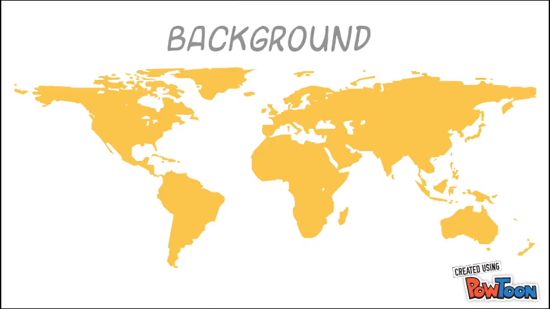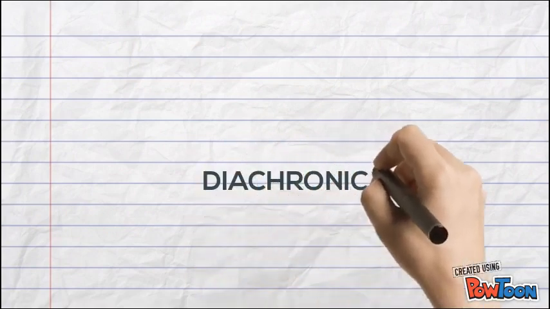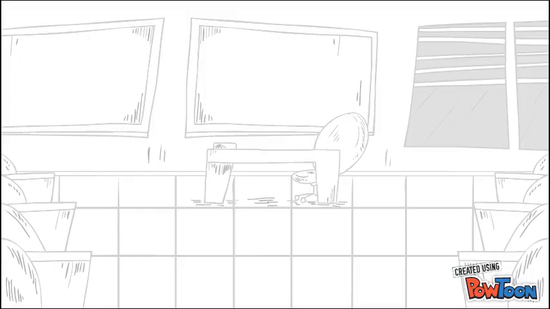To start with, let's have in mind that this period took place between 1930 and 1960s in United States, and its main feature was Leonard Bloomfield, who was an anthropologist, same as the majority of the American scholars. In distributionalism, language was treated by American scholars in a diachronic rather than synchronic way, as European linguists did before.